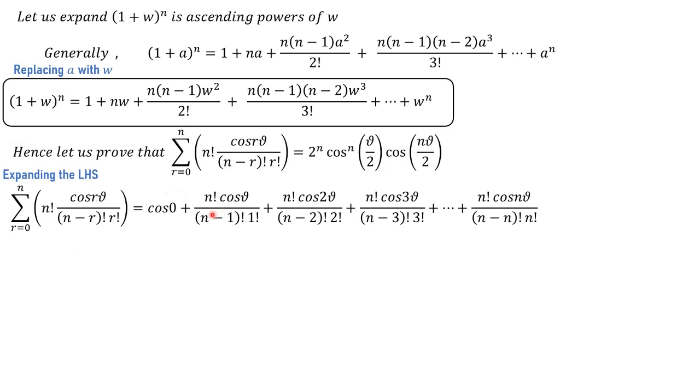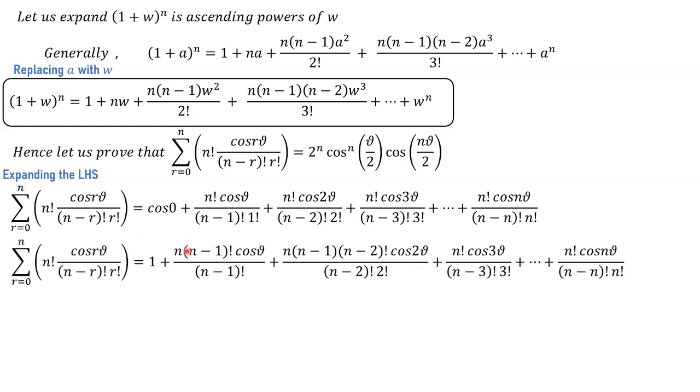Then plus, when r equals 1, we are going to have n factorial, because this sum is not in terms of r in the numerator, then times cos theta, because r equals 1, divided by n minus 1 factorial, then times 1 factorial. And we do this until we reach the last value n. That is, if we substitute r with 2, we have this expression, if we substitute r with 3, we have this expression, and so on until we reach the last value of the sum, which is n.